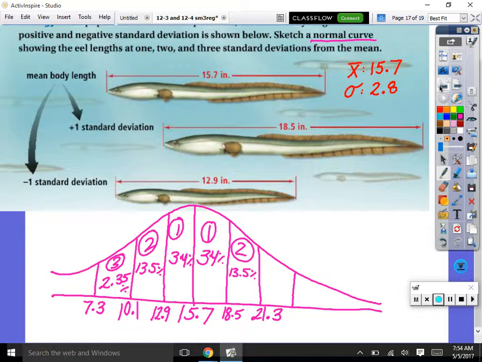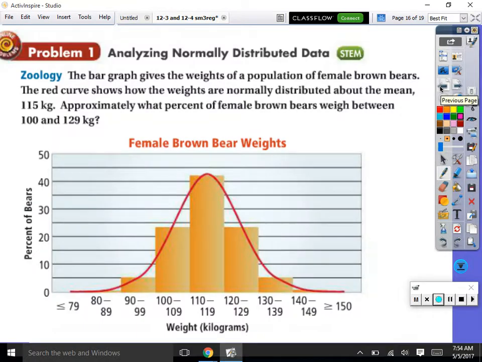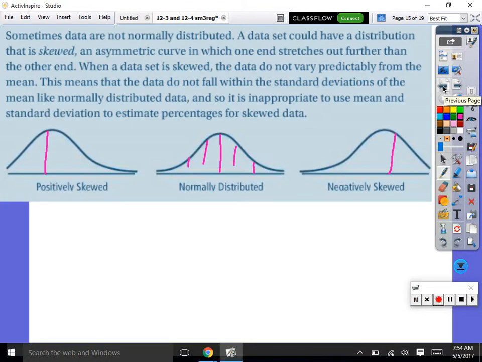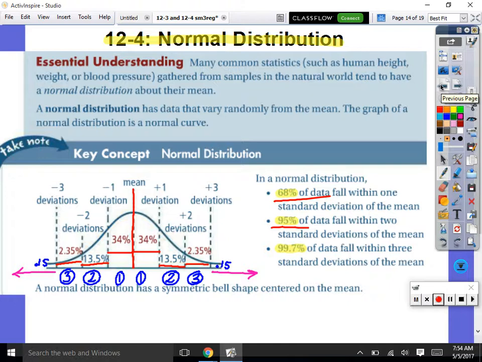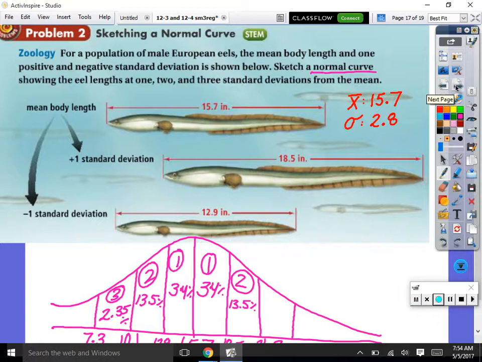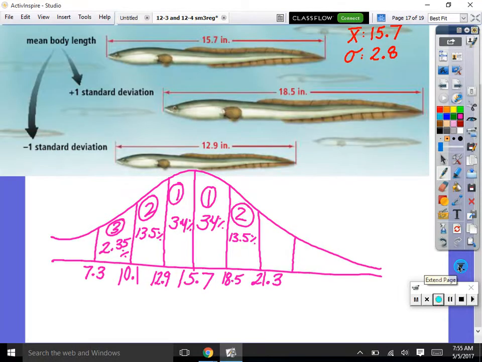Normally distributed data always has the percents I just showed you. Always, good question. Okay, what was this one? And then we don't need to do four because it's just beyond that, greater than that. So that's three standard deviations, so 2.35% will fall within that. And then 0.15% will be larger than 24.1 inches long. Barely any eels. Does that make sense?